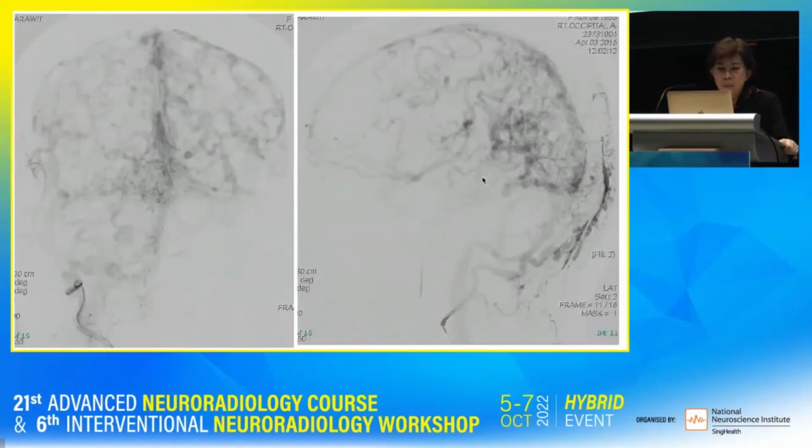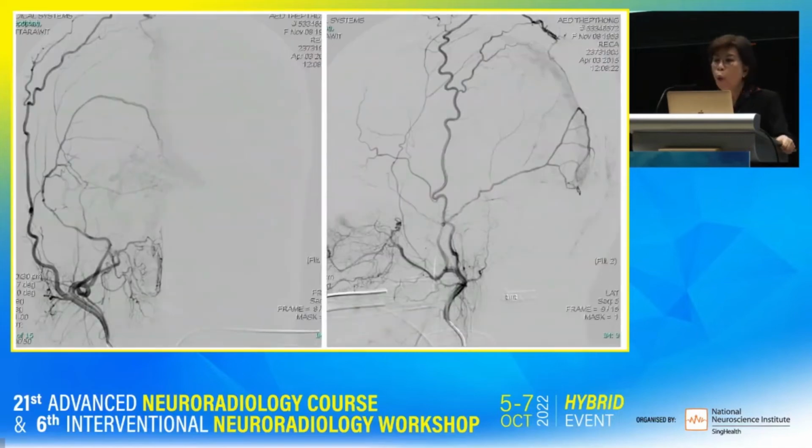And the reason, you may know, that there is significant congestion is because of bilateral complete thrombosis of the sigmoid sinus there. Okay, so all the venous drainage just goes back into the superior sagittal sinus, with congestion, as you can see.